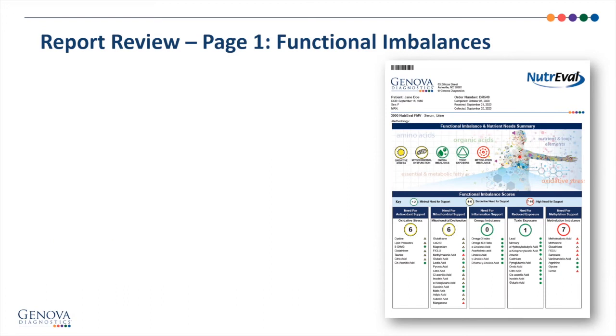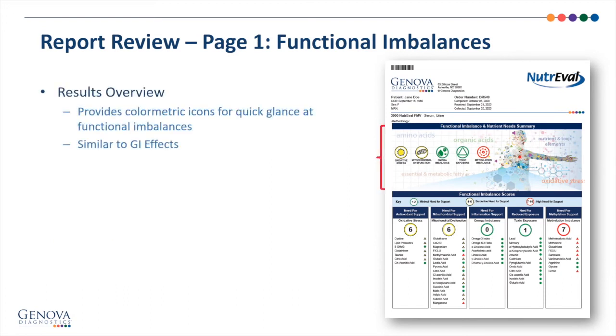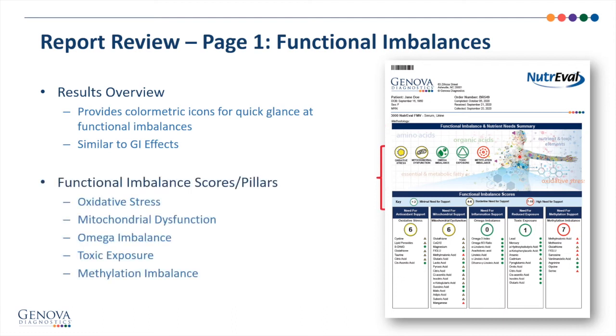Looking at the front page of the NutrEval test, we have the results overview similar to what we saw in the GI Effects, where it gives you the different categories of functional imbalances such as oxidative stress, mitochondrial dysfunction, methylation imbalance, followed by these functional imbalance scores and pillars. And again, we have these listed out, and then underneath each score, you see all the biomarkers that contribute to the total evaluation for that function.